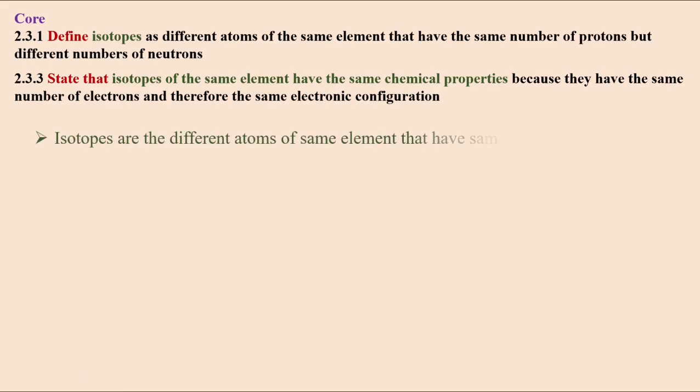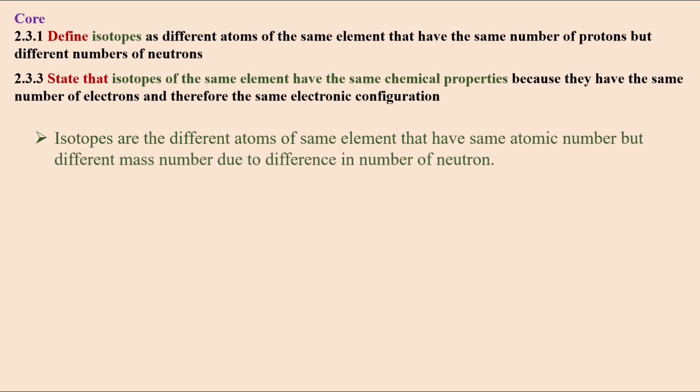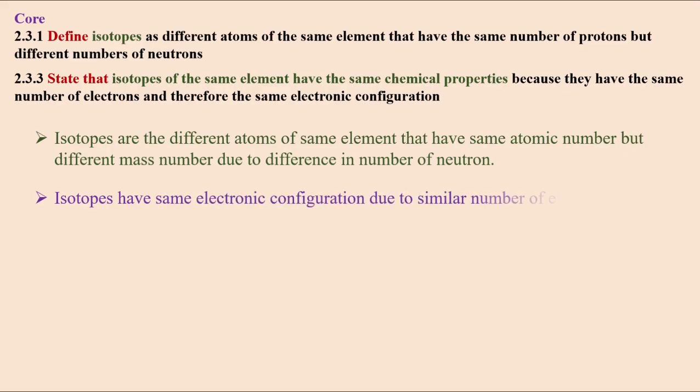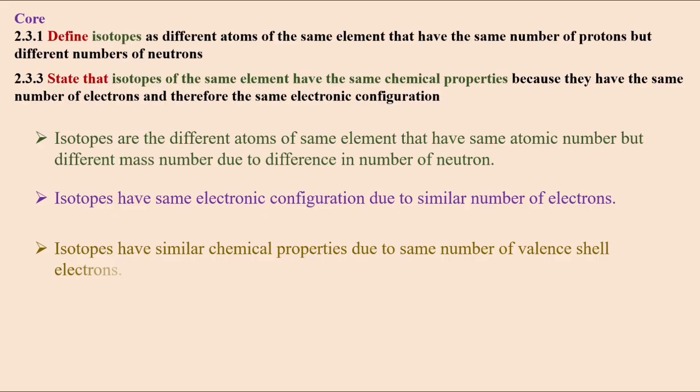Isotopes are the different atoms of the same element that have the same atomic number but different mass number, and the mass number is different due to difference in number of neutrons. Isotopes have same electronic configuration due to similar number of electrons. Isotopes have similar chemical properties due to the same number of valence shell electrons.